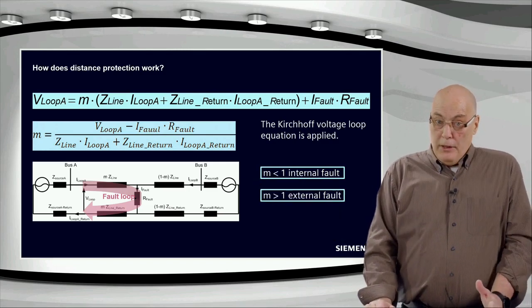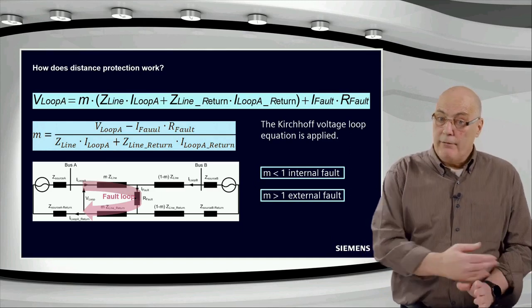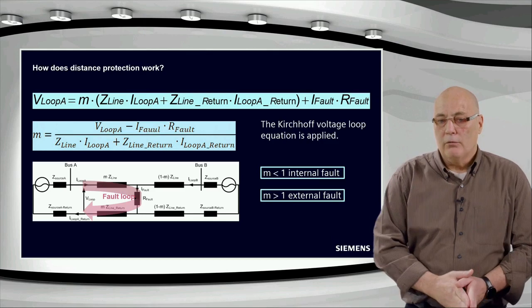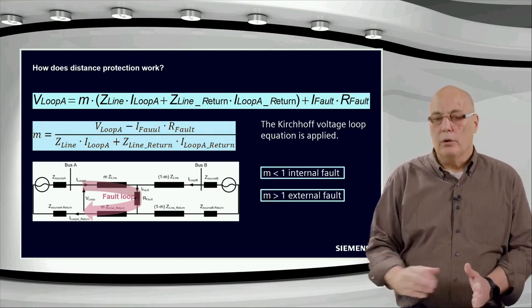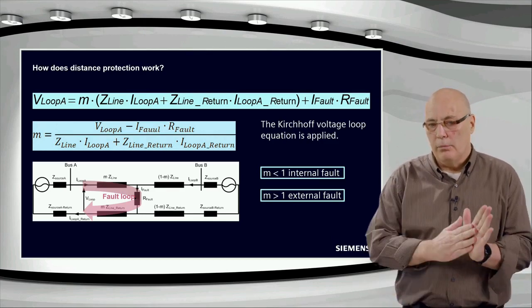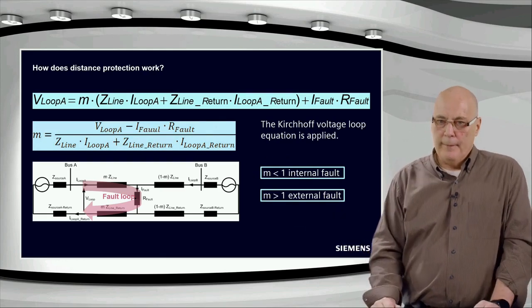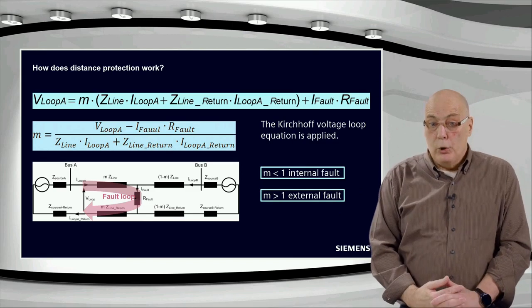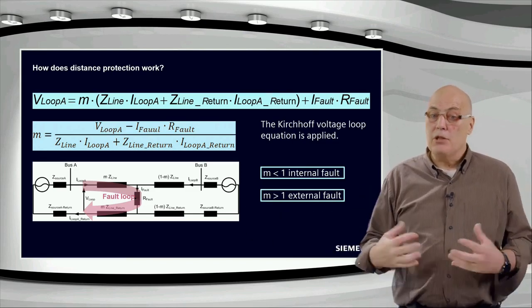We assume the directionality here. We did not go to negative M's for reverse faults, because that is a separate issue. For distance protection we can assume the directionality is always going to work, that we can set a zone to look only in the forward direction. The top here is then the Kirchhoff voltage loop equation created with the bottom, and it applies to any fault.